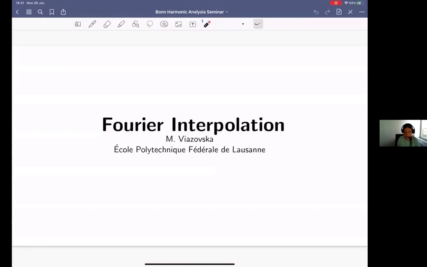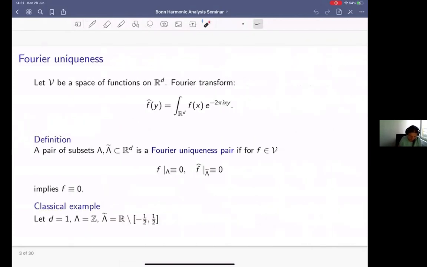So today I will speak about Fourier interpolation. And so let me start with the main definitions. Let's consider some space of functions, for example, in R^d. And for this talk, mostly d will be 1, even though other dimensions also will be considered.